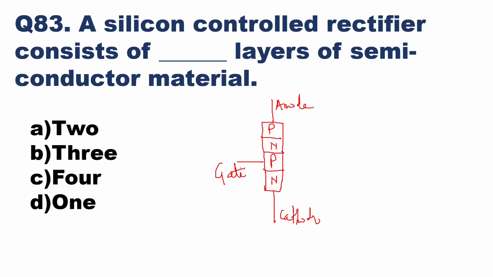Now in this question it has been asked how many semiconducting layers are there? So we have one semiconducting layer here, two here, three here, and four here. So there are four semiconductor layers. So option C will be the right answer.